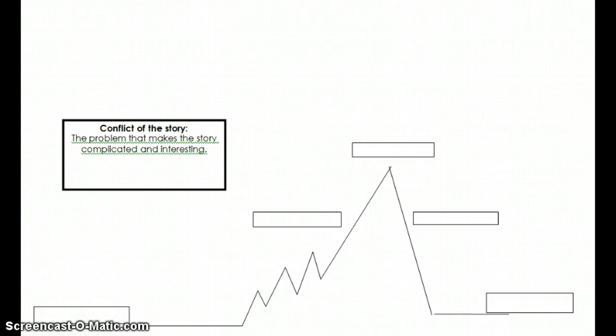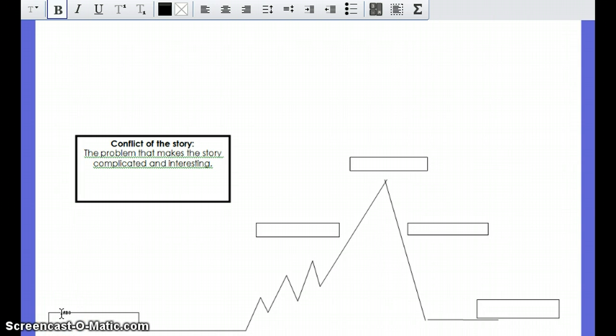Alright, so let's review how to fill out the plot diagram using the text in the enemy script. Now, there are two parts to this question. The first part was to label the parts of the plot diagram. So let's go ahead and take a moment and do that. So here you should have put the exposition. And we know that in the exposition, it's the beginning, we learn the characters, we learn the setting, and we also learn about the conflict.